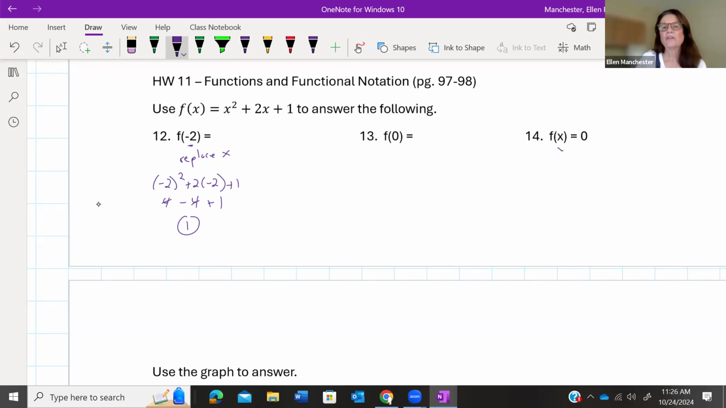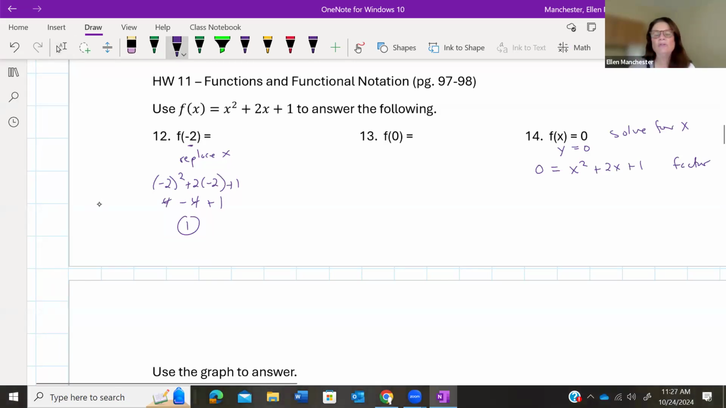This is the y equals 0. So you're going to set your f of x to 0 and then solve. You're going to solve for x. And this you can factor. So even though at homework 11 you didn't know how to factor, now you do. So this one would be a perfect square trinomial. So x equals -1.